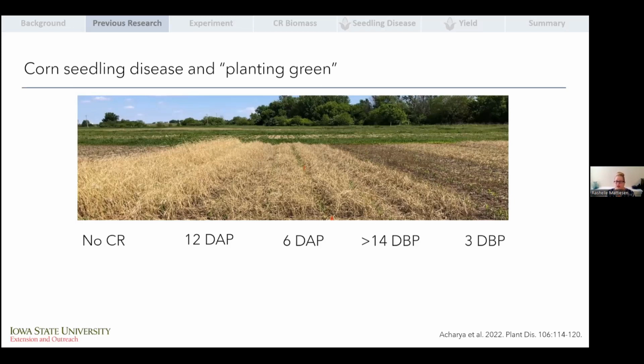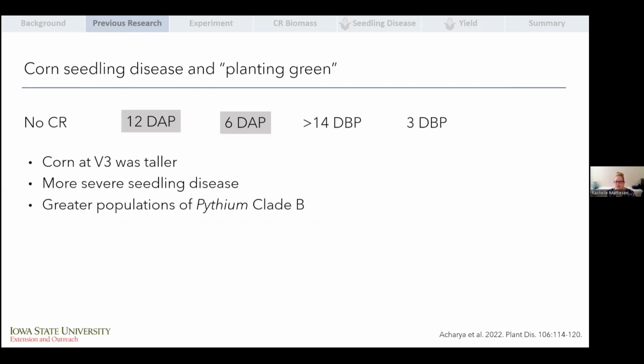And so they had these treatments where they went from anywhere from 14 days before planting to 12 days after planting. And what Giazza found was that for the 6 and 12 days after planting treatments, when the cover crop was terminated, the corn was taller at V3 when the plants were sampled, mainly because the corn was competing with the cereal rye and etiolating. There was also more severe seedling disease and greater populations of Pythium in clade B, in which we find a couple species that really like to infect corn.